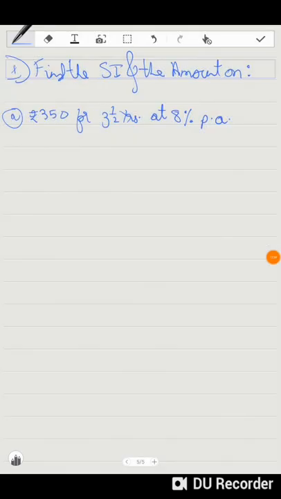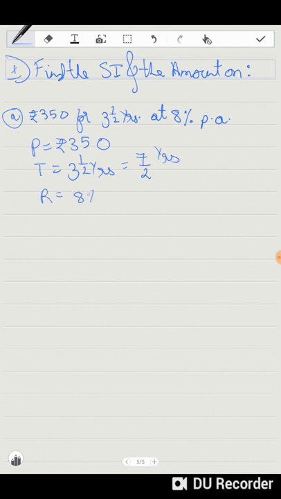So let's look at solving a couple of sums. So in this sum, a couple of things that we have learned is that when the principal is rupees 350, time is a mixed fraction. So whenever we get a mixed fraction, we convert it into an improper fraction. So 3 2s are 6 plus 1, 7 upon 2 years. Rate is 8% per annum.